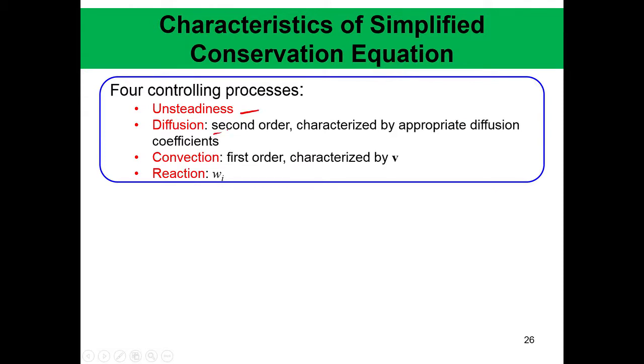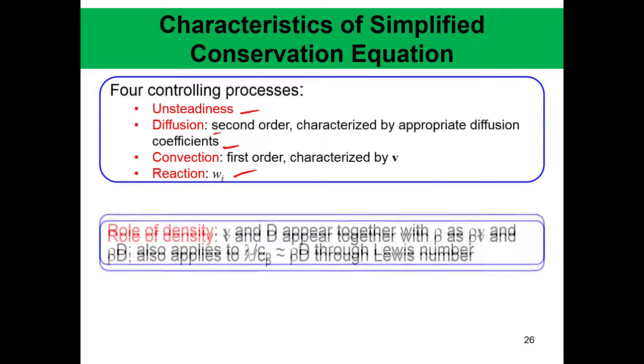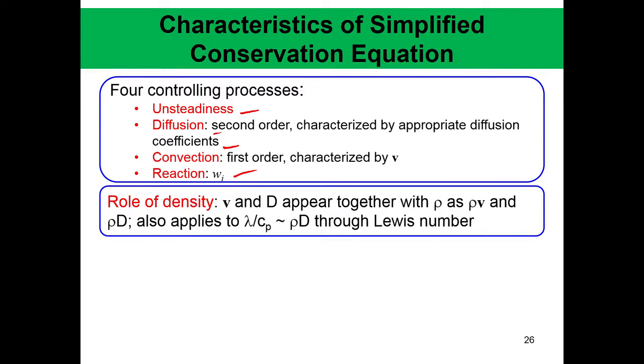By diffusion we mean both species diffusion as well as thermal diffusion, that is heat conduction, and we have retained convection, which is a first order quantity. And of course we have retained reaction rate, because combustion is represented by the reactions, and it also contains diffusion and reaction. Now, density, as we have seen, rho v and rho d appear together, and also apply through the Lewis number.